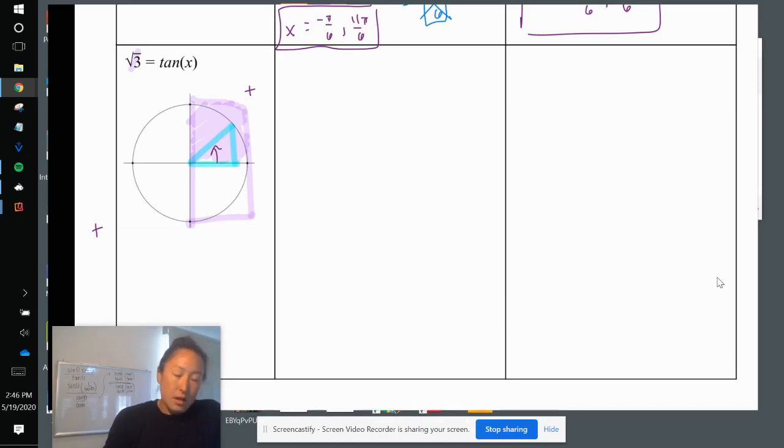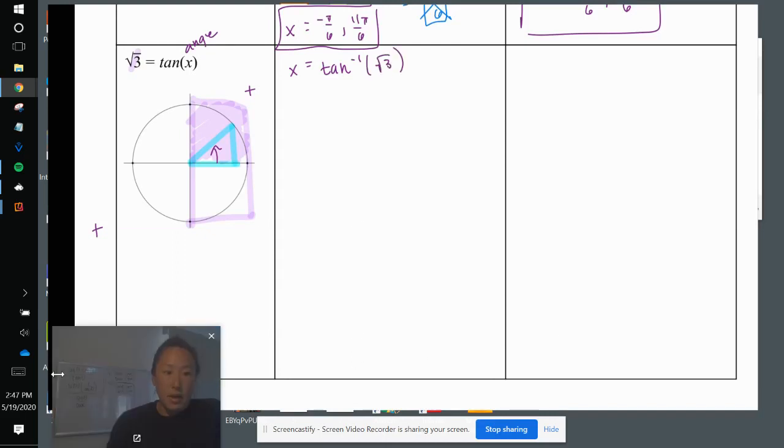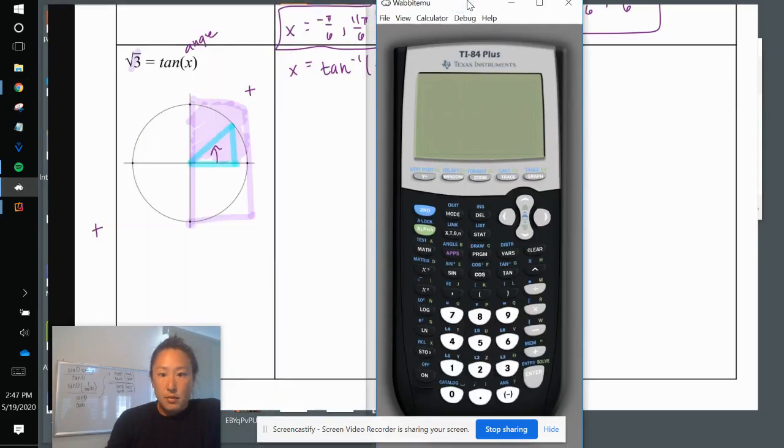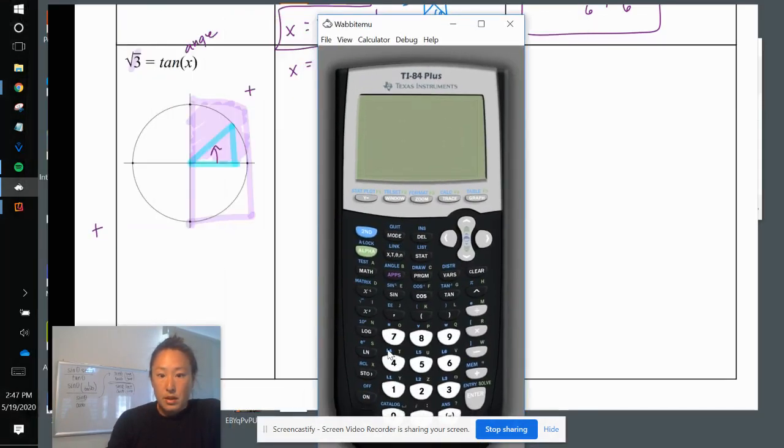I need to find the principal value. So I'm going to solve. The angle is x. So I'm going to do x is equal to, to isolate an angle, we use tangent inverse of root 3. Go ahead and pull out your calculator. Okay, tangent inverse of square root 3. All right, remember we divide out pi to give us our fraction of 1/3. So this is going to be pi over 3.